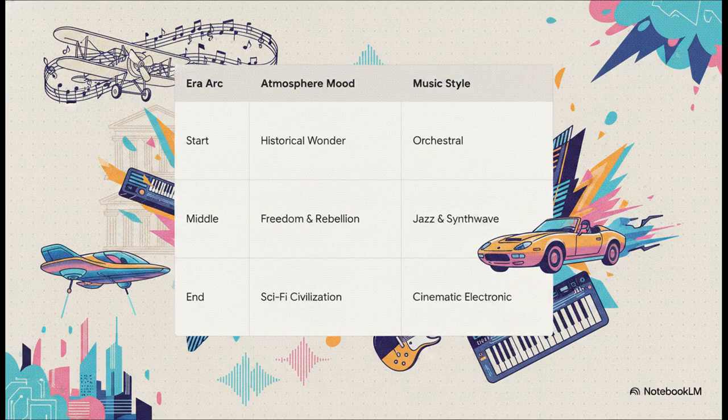This complete mood progression arc is exactly why this prompt is so effective. It perfectly maps human emotion to our mode of transportation. It starts out with historical wonder, backed by sweeping orchestral music. It accelerates through the middle eras of freedom, speed, and rebellion with a soundtrack of jazz, rock, and synthwave, and it finally arrives at this sleek, AI-driven end state, powered by futuristic, cinematic, electronic music. It is a complete, emotionally resonant story told entirely through visual and auditory cues.